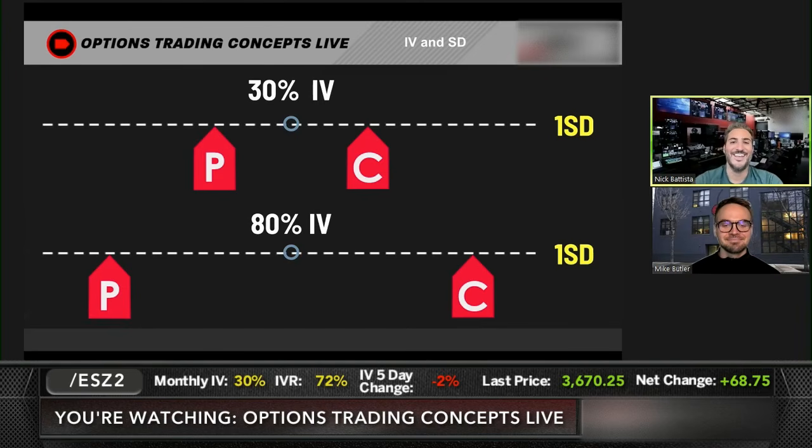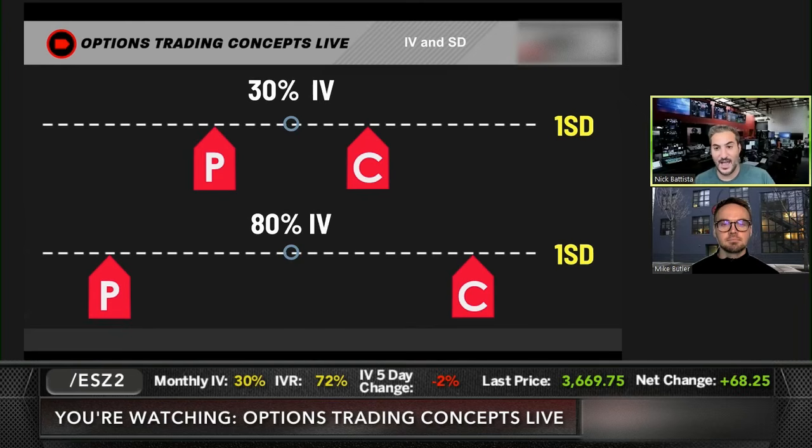So anyway, IV and standard deviation. This is just a very basic look at what different implied volatilities would look like in terms of where your one standard deviation is. If you have a stock that has a 30% implied volatility, those strikes are going to be much closer to the stock relative to something that's got an 80% implied volatility. The one standard deviation expectation for that stock's movement is going to be way further out on the curve.